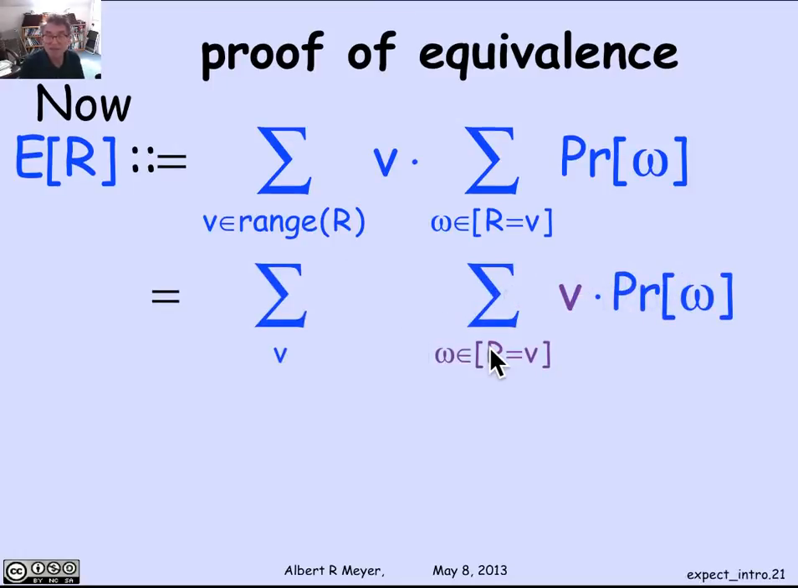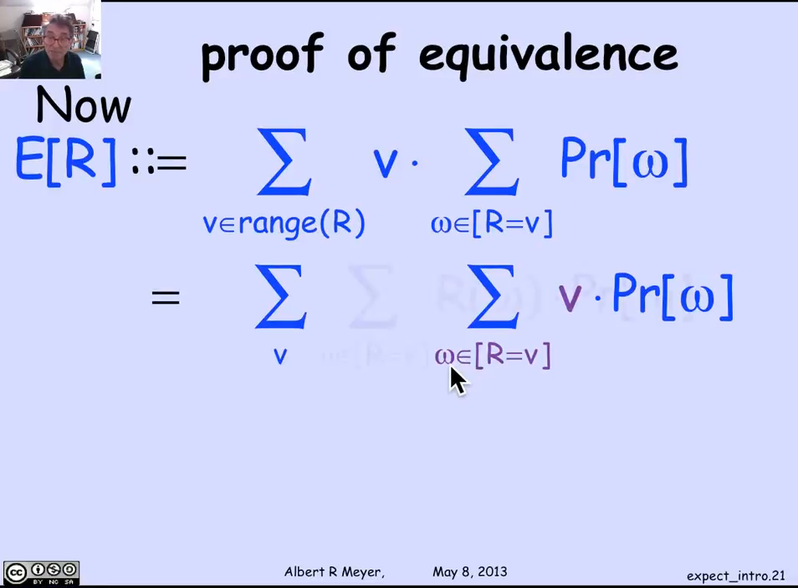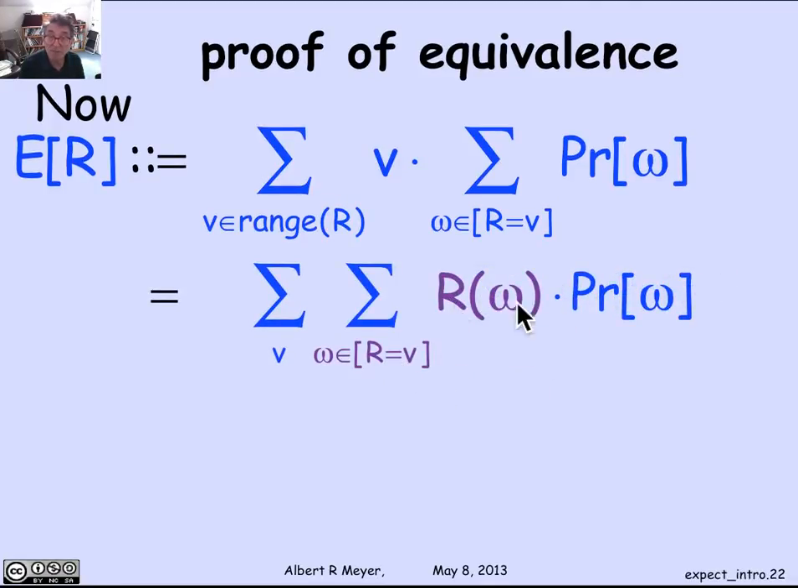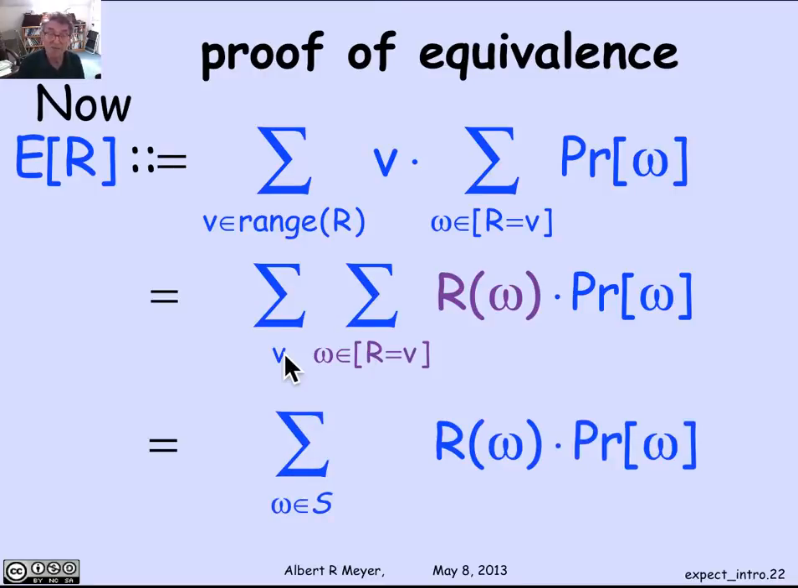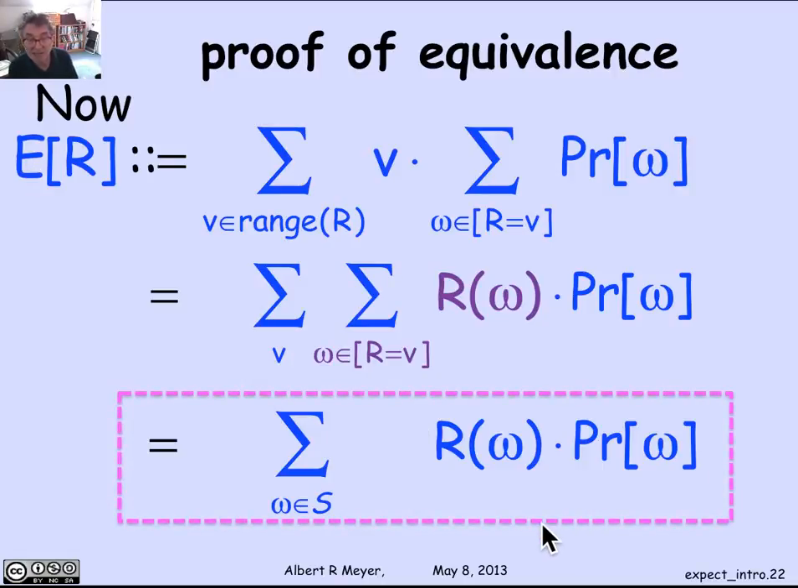That one slipped sideways a little bit, so let's watch that. This V is simply going to become an R of omega, where I'm still summing over the same set of omegas, but now I've gotten rid of pretty much everything but the omegas. So I've got this inner sum over all possible omegas in R of V, of R of omega times the probability of omega, and I'm summing over all possible V. But if I'm summing over all possible V and then all possible outcomes where R is equal to V, I wind up summing over all possible outcomes. And so I finished the proof that the expectation of R is equal to the sum over all the outcomes of R of omega times the probability of omega.